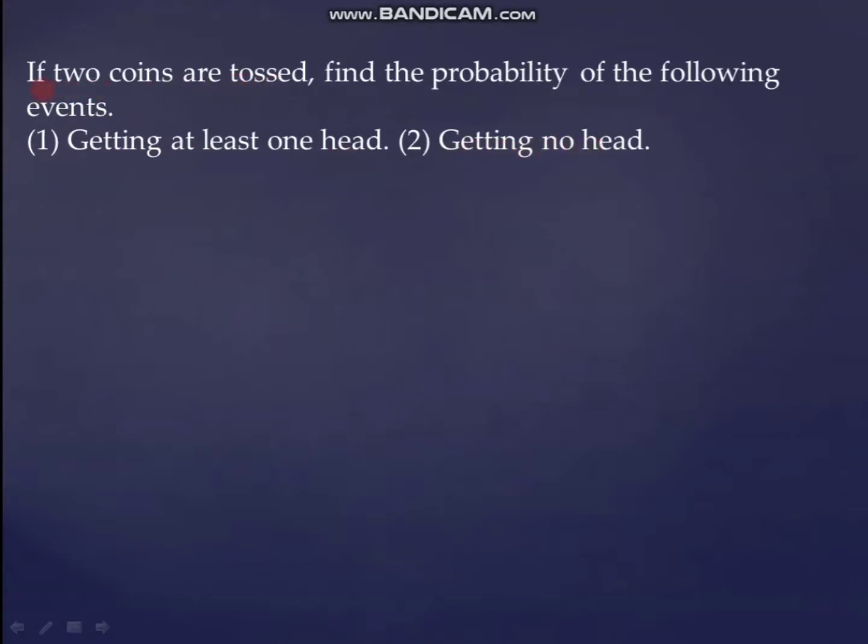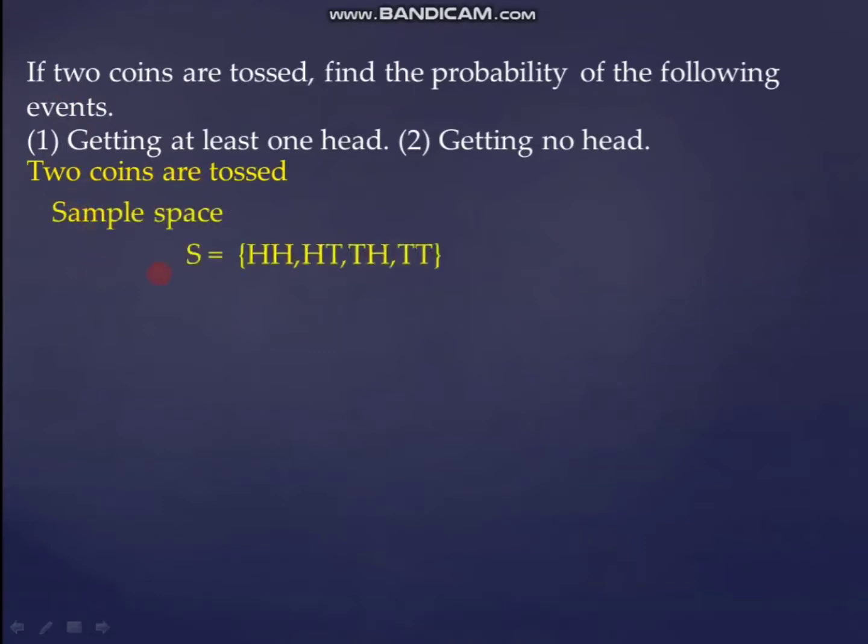So here the random experiment is two coins are tossed and we have to find the probability of these two events. To find the probability, first of all we should find the sample space and the number of sample points in that sample space for the given experiment. If two coins are tossed, then the sample space S is equal to HH, HT, TH and TT. So these are the four outcomes for the sample space. Therefore, n of S is equal to 4.